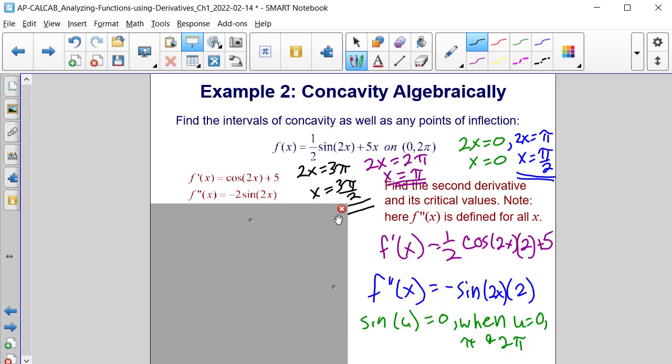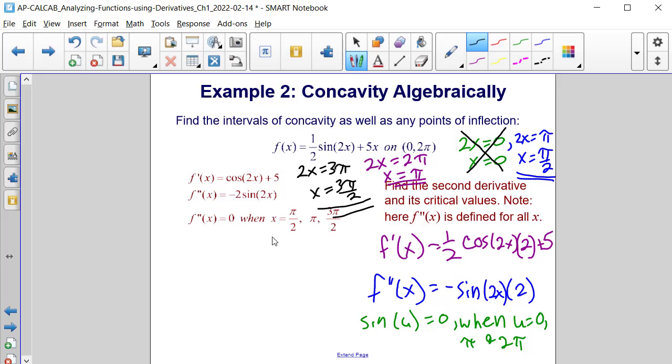So since our interval is from 0 to 2 pi, not including 0 and 2 pi, we can ignore this value because it's not included here. So we have a pi over 2, a pi, and 3 pi over 2. So that is where f double prime of x will equal 0. So that's again at pi over 2, pi, and 3 pi over 2.